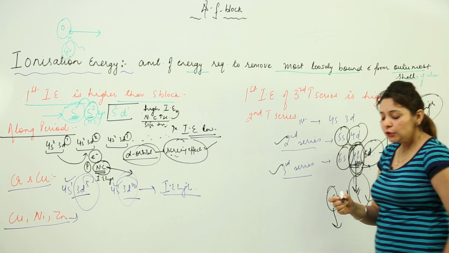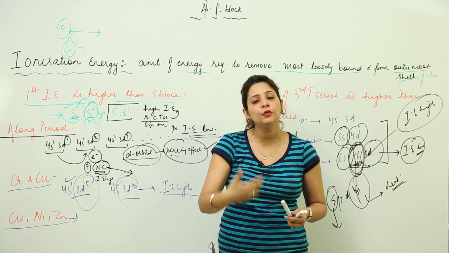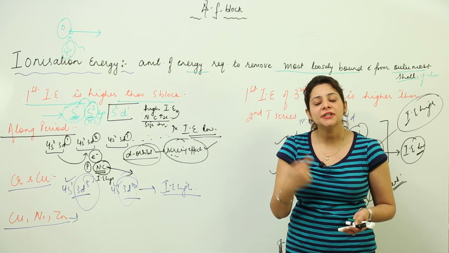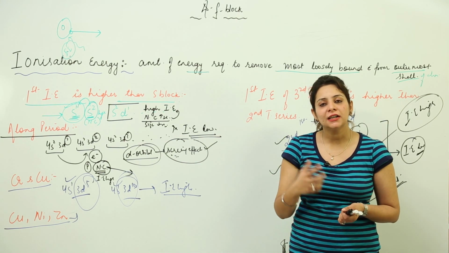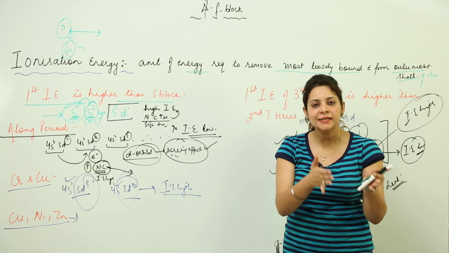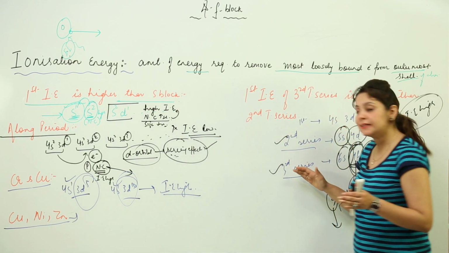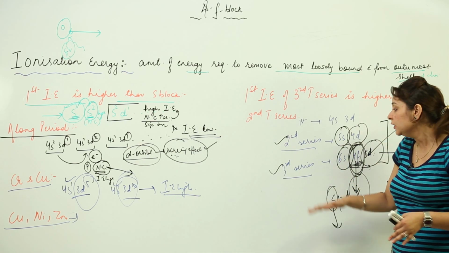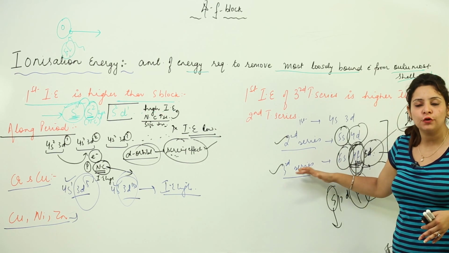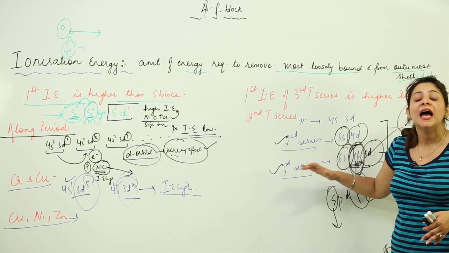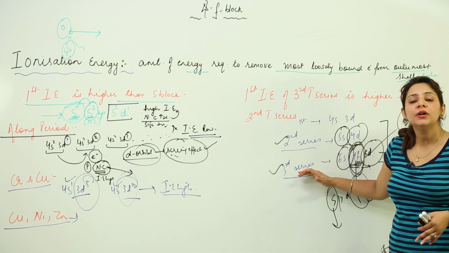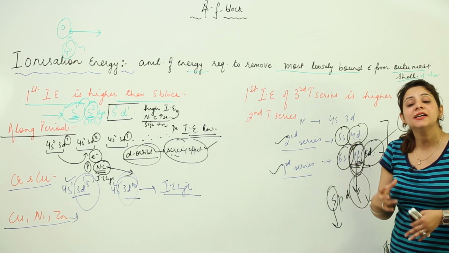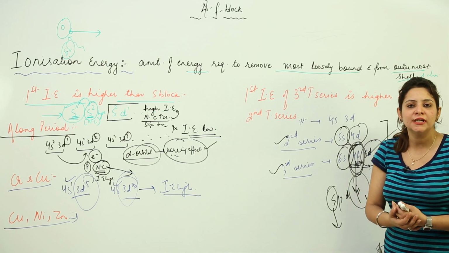Otherwise, if somebody tells you that when we move down the group the ionization energy decreases because there is an increase in the size, here in this case the third series has less energy compared to the second. The reason is that there is a filling of 4f orbital in the third series, and due to the filling of 4f orbitals, which have a poor shielding effect, the nucleus is attracting its valence shell electrons with a greater force, and when there is a greater force, the ionization energy is comparatively high.